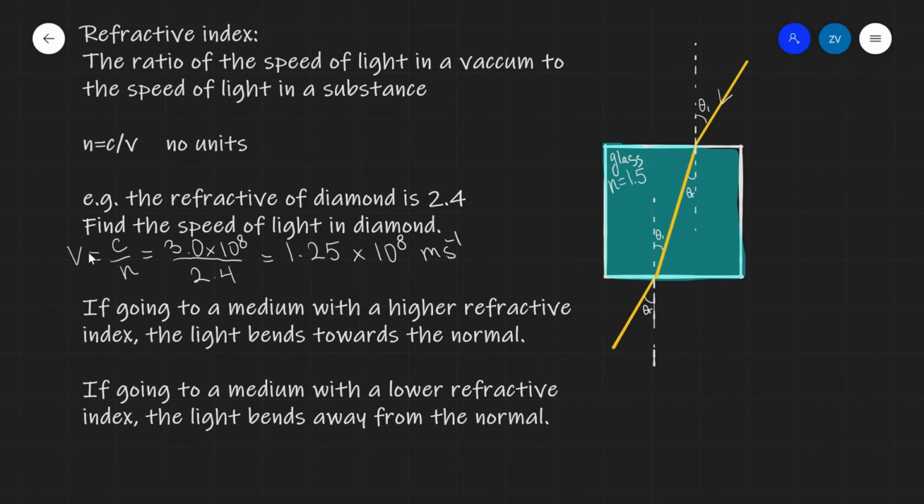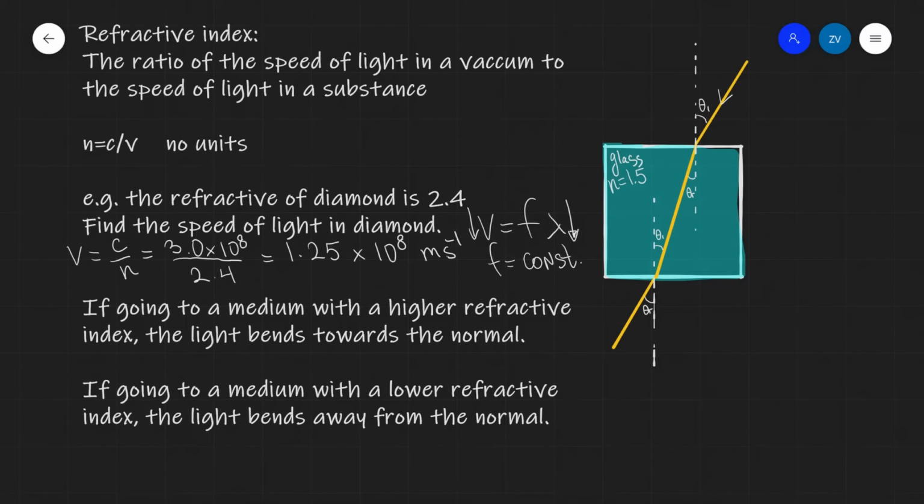Notice that in this example, the speed of light has changed because of the wave equation and the fact that v is equal to f lambda. Notice that v has dropped, which also means that the wavelength has dropped. As we mentioned previously, the frequency remains constant during refraction.